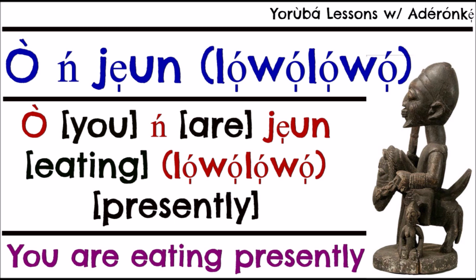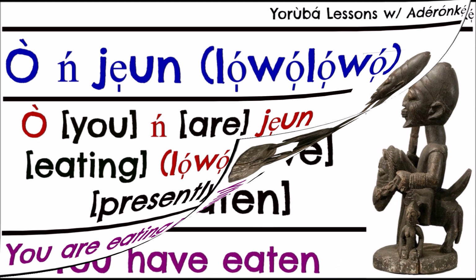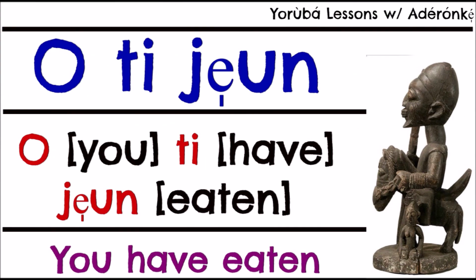Ó ń jẹun lọ́wọ́, ó ń jẹun lọ́wọ́lọ́wọ́, you are eating presently. And when I want to say you've eaten, isn't it? I'll say ó ti jẹun àbí. Àbí, it's like isn't it in Yorùbá. But I'll get to all of those in separate videos. Ó ti jẹun, you have eaten.